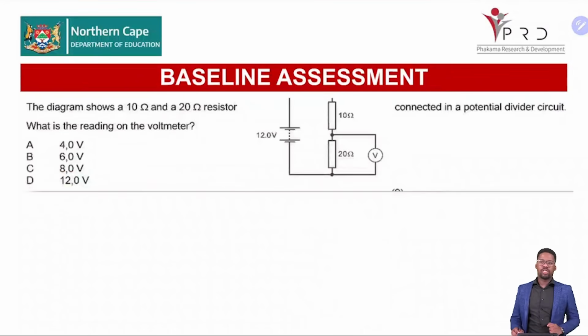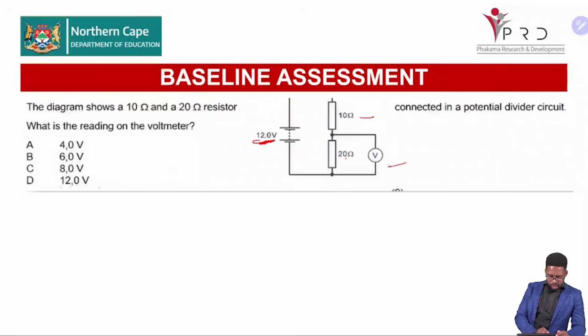Let's look at your response. The diagram shows a 10 ohm and a 20 ohm resistor. What will be the reading on the voltmeter? So we know that the potential difference in series is divided. Because here we're having 20 ohm, meaning that we're going to need more work done in moving a charge from one point to another. So our answer cannot be 12, because this potential difference will be divided between the 10 ohm and 20 ohm. So 12 is out.